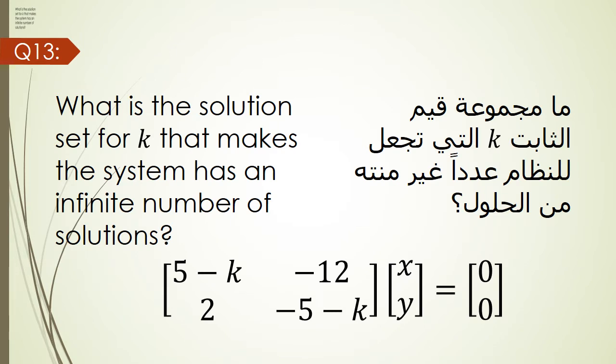The question is, what is the solution set for K that makes the system have an infinite number of solutions? The system is the coefficient matrix [5 minus K, minus 12; 2, minus 5 minus K] multiplied by the variable matrix [x, y] equals the matrix [0, 0].